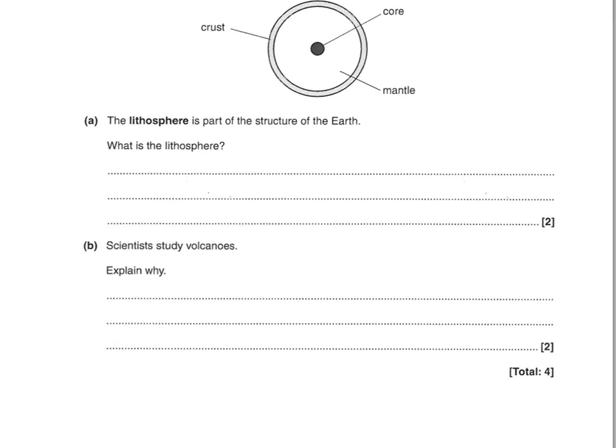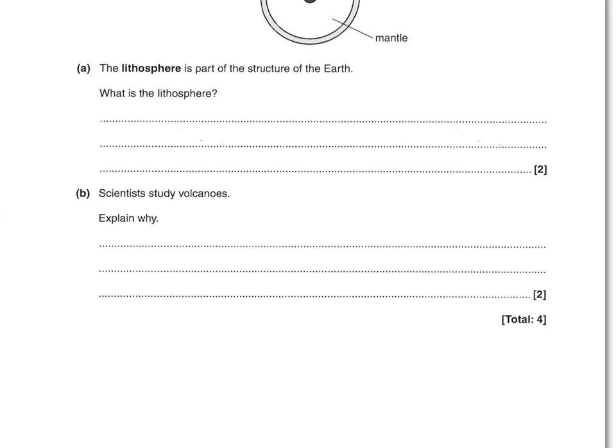So scientists study volcanoes, explain why. So this is to forecast future eruptions, that would get you a mark, and to reveal information about the structure of the Earth, that would also get you a mark. You could say to find out how volcanoes work, or to find out how lava moves, that would also be fine.